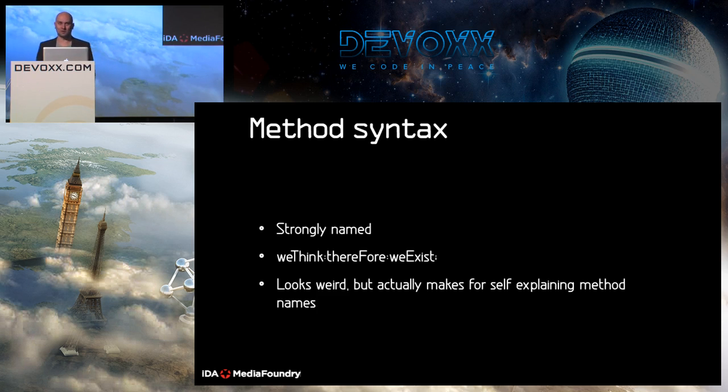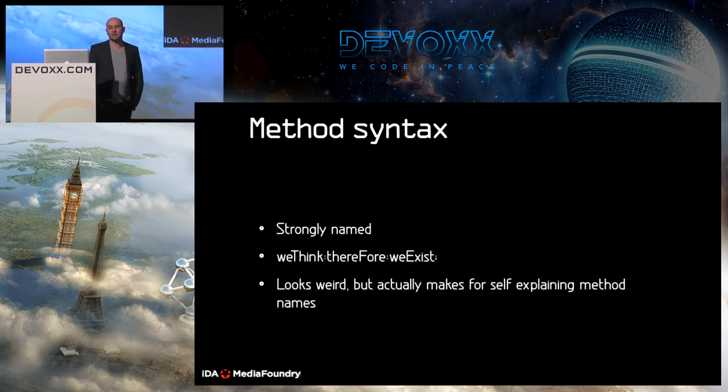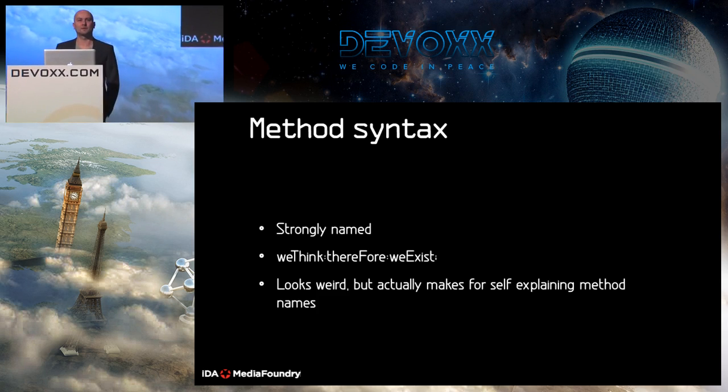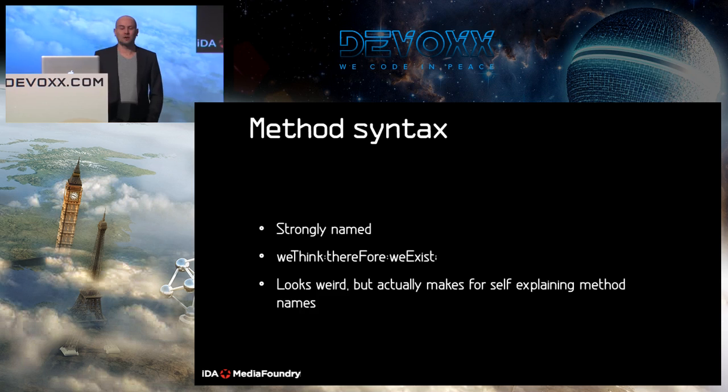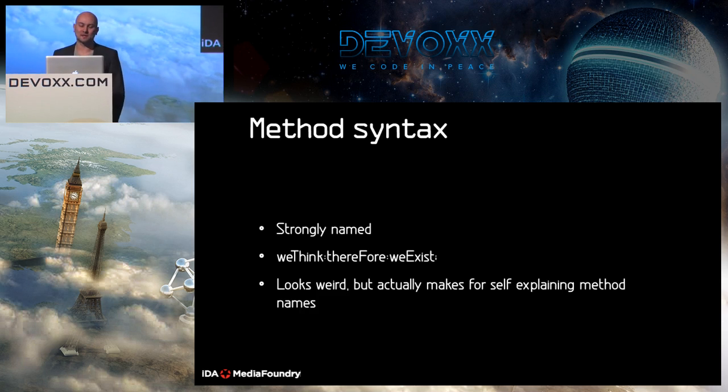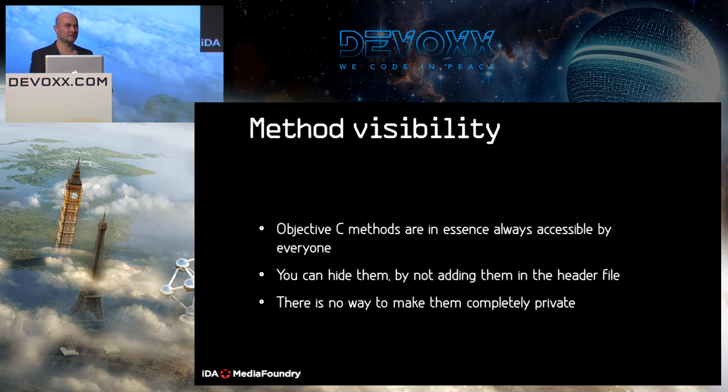You see the colons. The colons are very important. They are the separation. You know that there will come a parameter. And the parameter is something to do with think, the first one. And the second one has something to do with for. And the last one has something to do with exist. This is very abstract, but I will demo it later on. So this looks very weird. The first few times you will say, what's this? Yeah. So the method syntax is very specific.